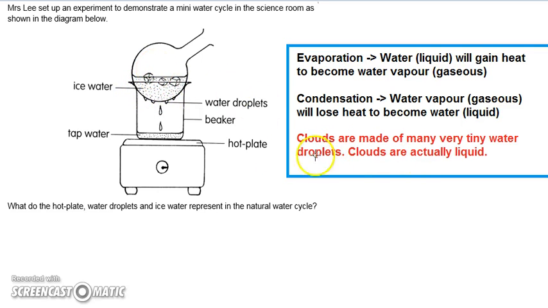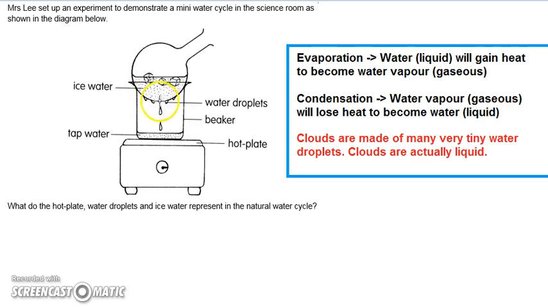All right, remember that clouds are actually liquids because, first of all, they are made out of many very tiny water droplets and they can be seen. Water vapor is invisible. So if you can remember all this, right, then you can figure out what the hot plate, water droplets, and ice water represent in the natural water cycle. So what do these water droplets represent?